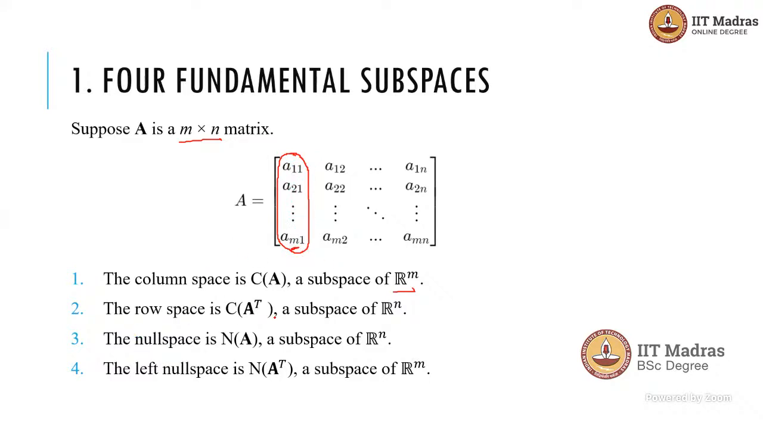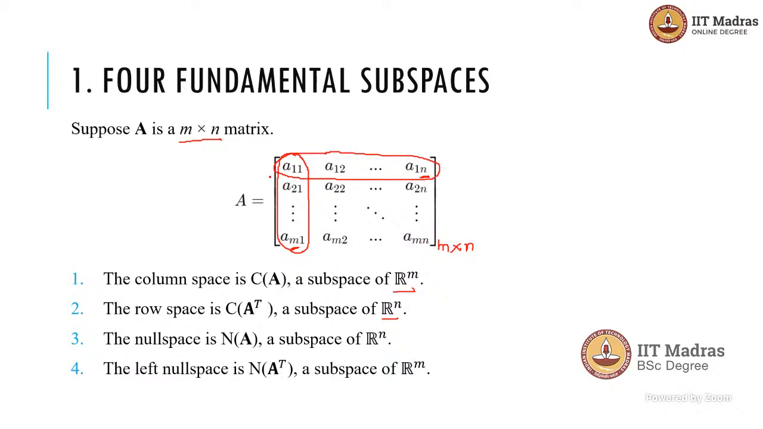The row space can be computed as the column space of the transpose of the matrix A. In that case, this is your row, and your row has n components. Therefore, it is a subspace of Rn. You should remember, you should not simply write that since there are n columns, the column space is a subspace of Rn.